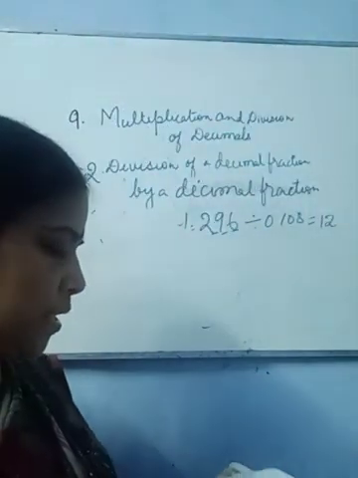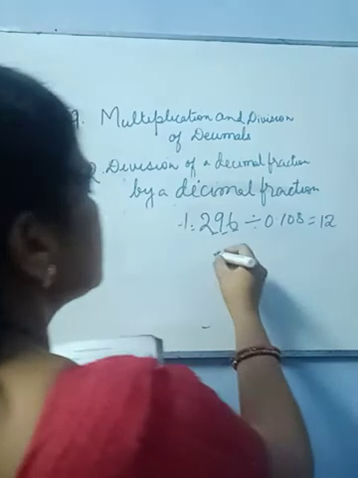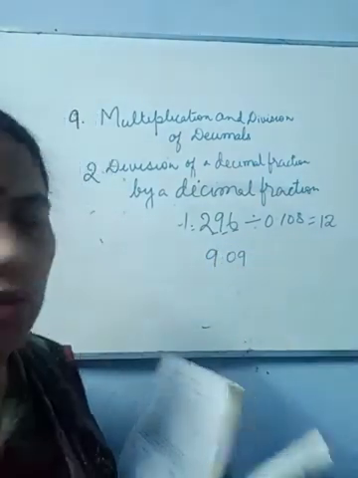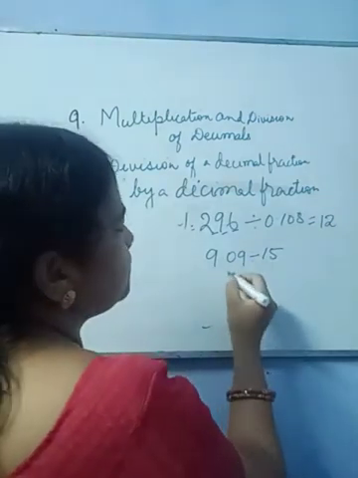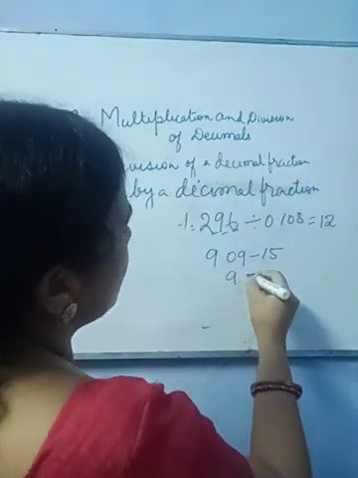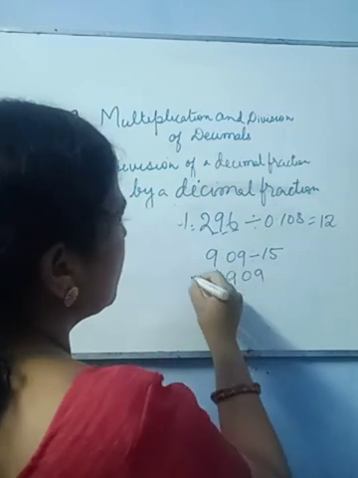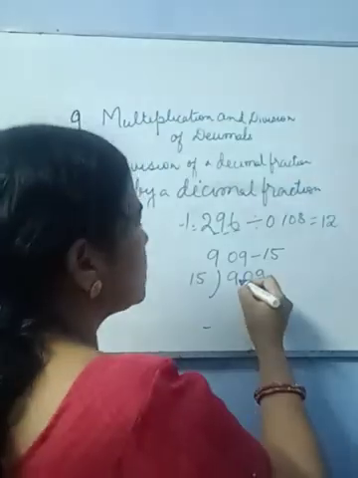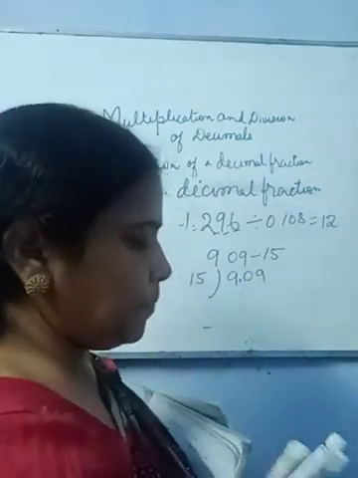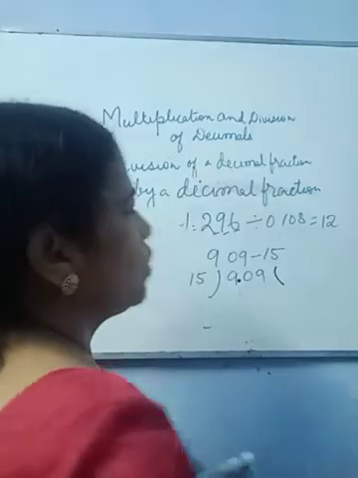Now one more question let us solve. From our book we will solve this question. Now see, here this is 9.09 divided by 15. How are we going to do this? For this we will write 909 divided by 15. Now this is 9.09 divided by 15.